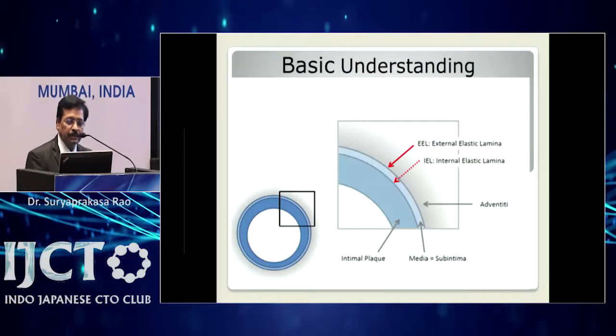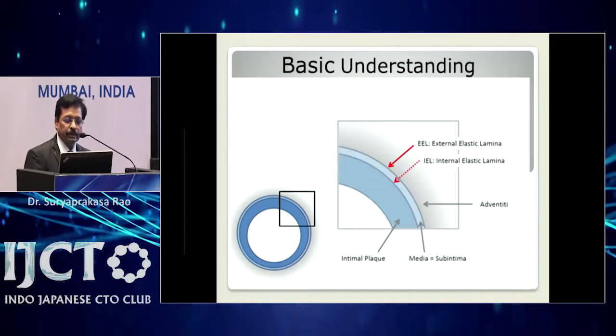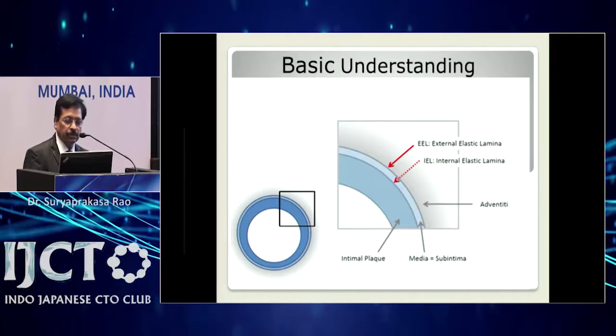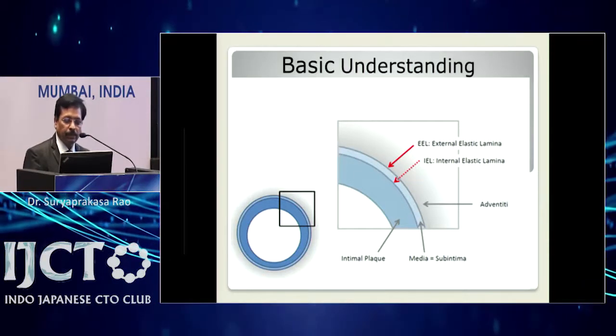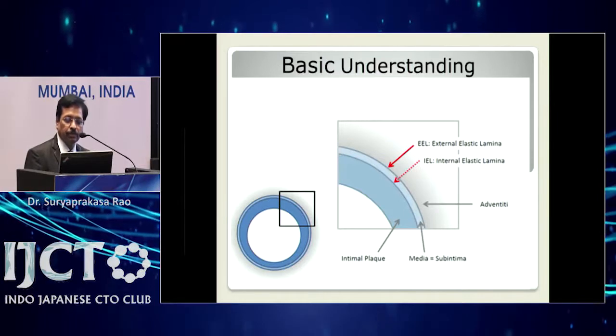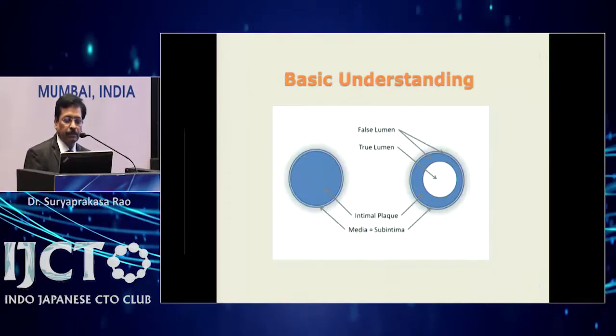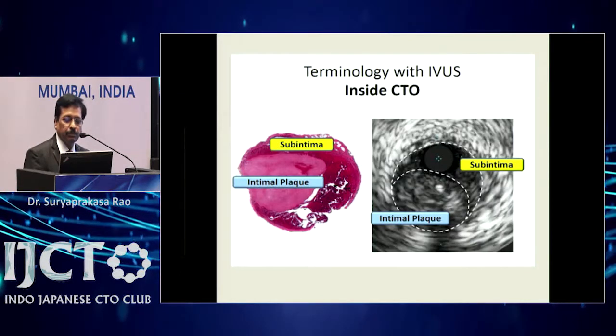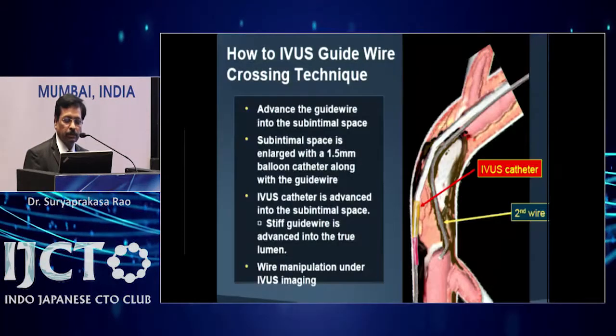So the basic understanding you should have is that with the intimal plaque, you should always be near the intima and not in the subintimal space. That's the most important thing when you are puncturing. These are very important: you should be close to the intimal plaque.